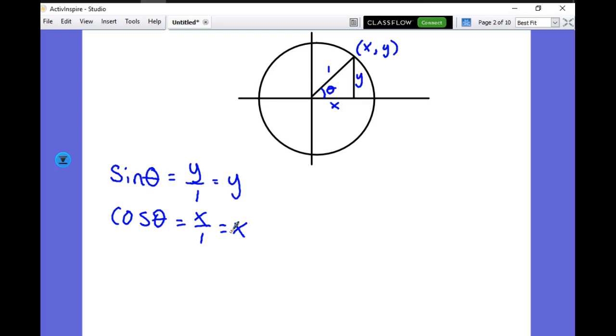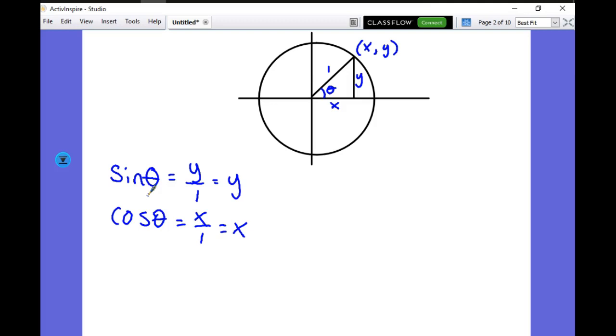Okay? What we've just proven is that if you ever want to find out what x and y are, you just have to do sine of theta and cosine of theta. Do you guys see that? Sine of theta tells you what y is. Cosine of theta tells you what x is. Okay? So let me demonstrate that to you a little bit.